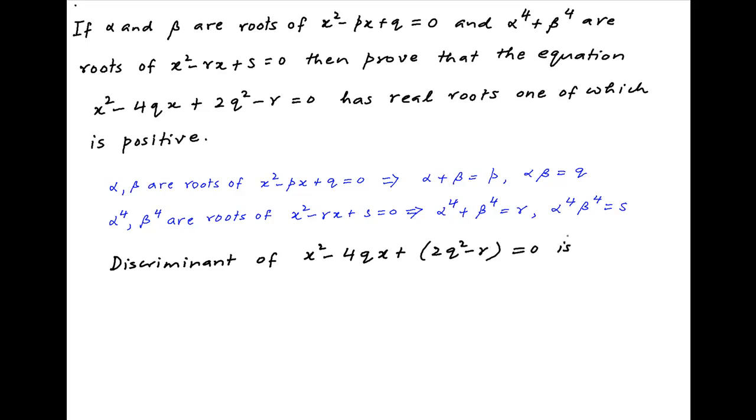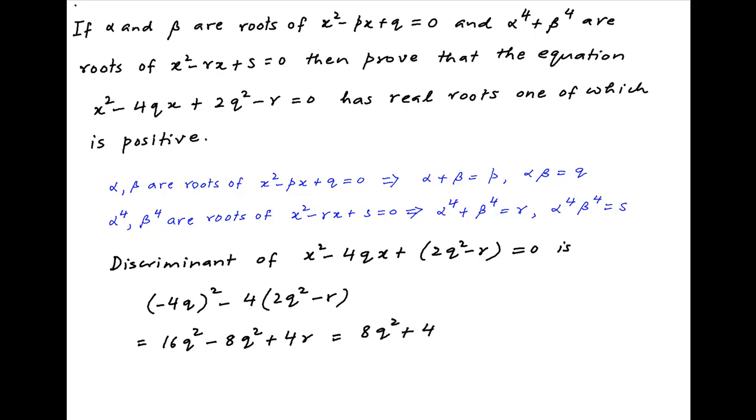Now, the discriminant of the quadratic equation x squared minus 4qx plus 2q squared minus r equals 0 is minus 4q squared minus 4 times 2q squared minus r. This is equal to 16q squared minus 8q squared plus 4r, which simplifies to 8q squared plus 4r.